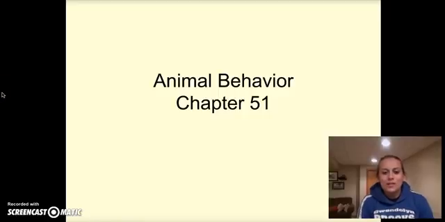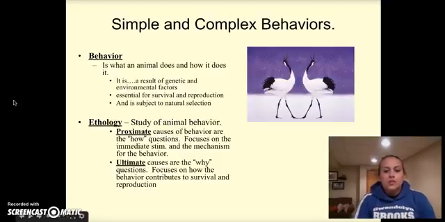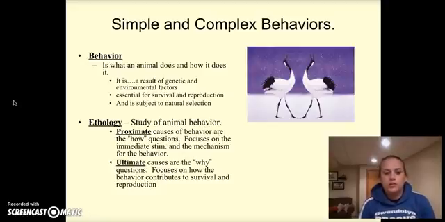Hey everybody, we are going to move on to chapter 51 and we're going to talk today about animal behavior. So animals show both simple and complex behaviors. Before we get started, as we go through this, we're going to hit on a few more vocab type things just so you are aware of what we're talking about.